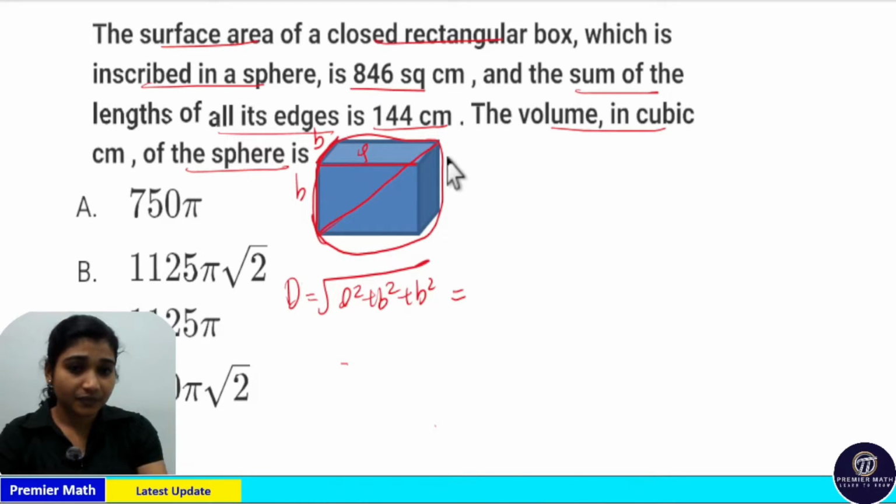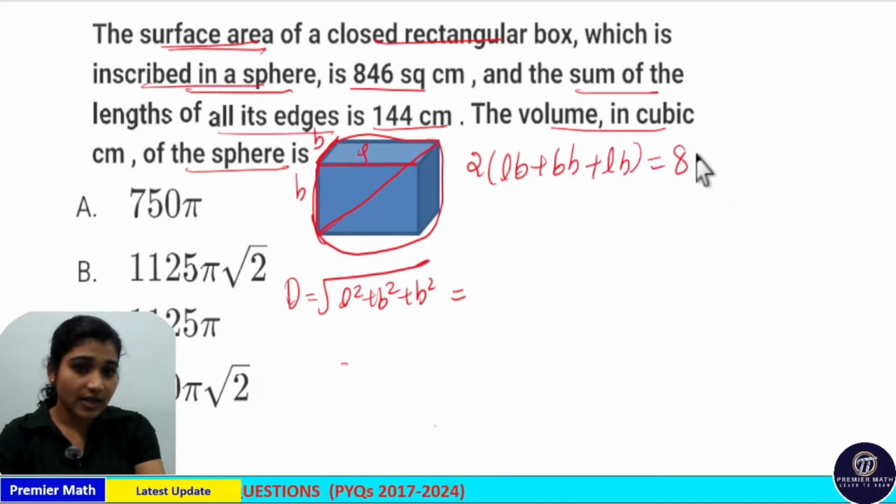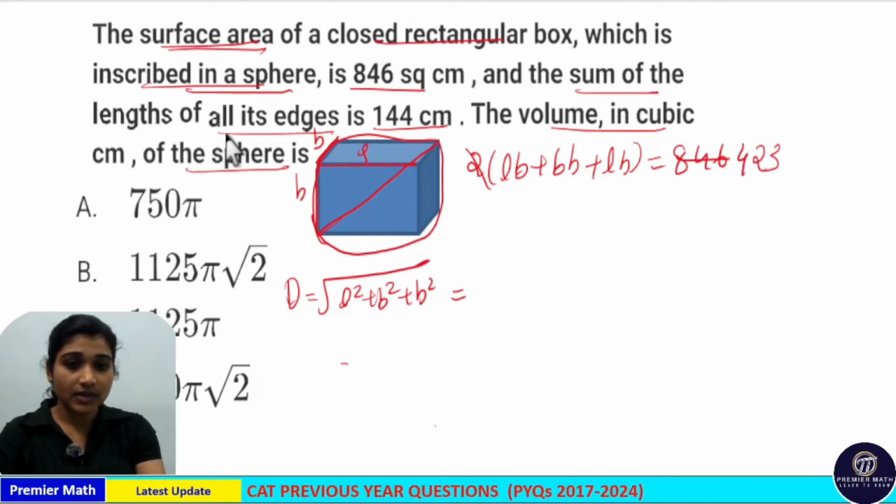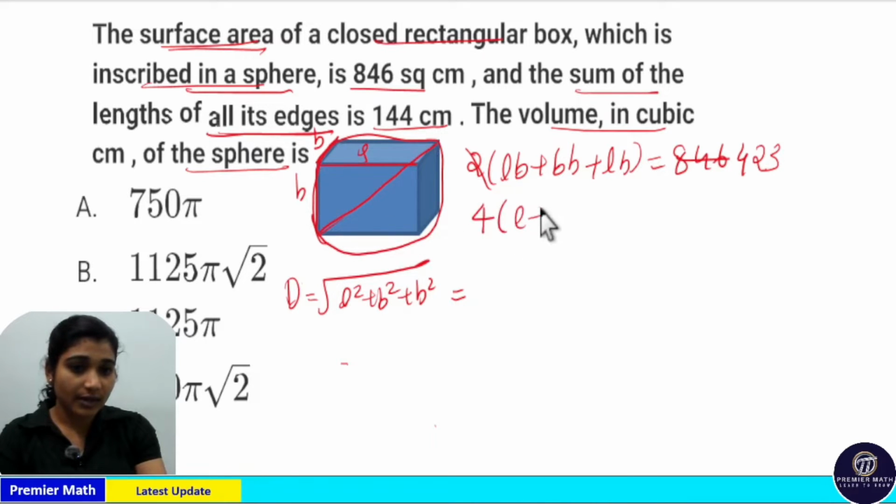Here, the surface area of this box is 2 times (LB plus BH plus LH), which is 846. Then LB plus BH plus LH is equal to 423. And here is the sum of all its edges. There are 4 heights, 4 lengths and 4 breadths. So 4 times (L plus B plus H) is given as 144. Then L plus B plus H is equal to 36.